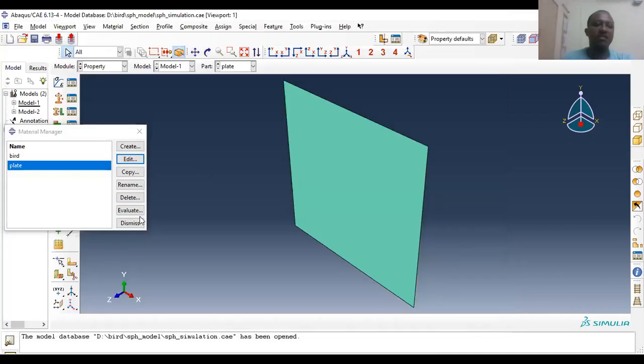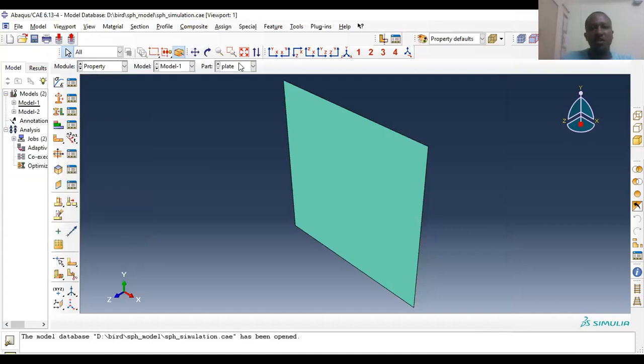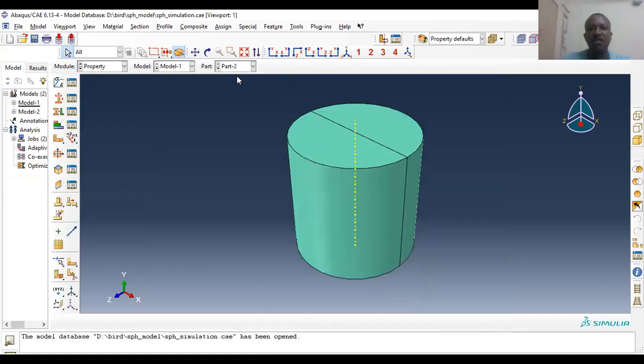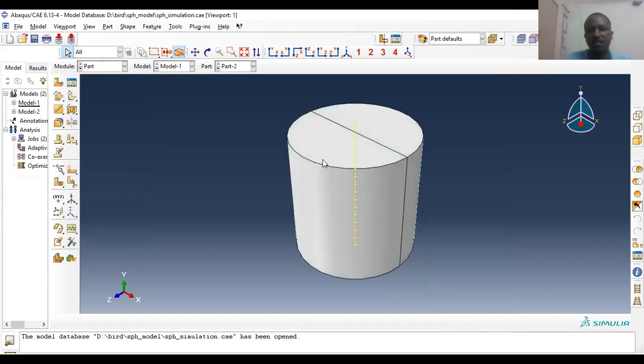Another model we need is the bird model. The bird is considered as a deformable 3D shaped object. Simply, I consider a cylindrical shape here, but most researchers use a spherical shaped bird with some end cap. Anyway, that is also very simple, no problem. So let's see a simple cylinder shape bird.